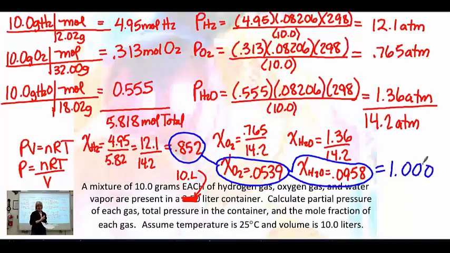So I used the amount of each gas to go to moles, the ideal gas law to get pressure, and then I divided the pressure of each by the total pressure to give my mole fraction, or the moles of each by the total moles to get the mole fraction as well.